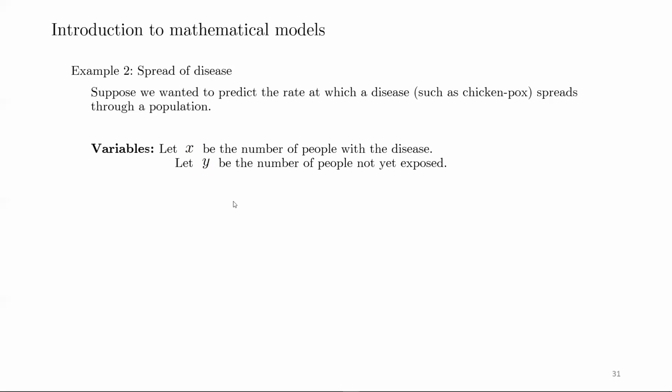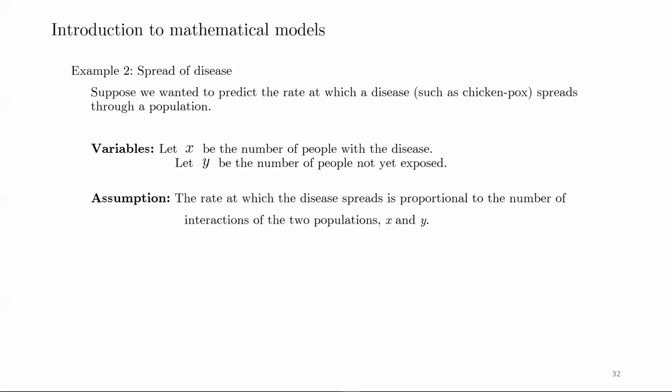So our variables are x, and we're going to let x be the number of people that have this chickenpox or this disease. We're going to let y be the number of people that do not yet have the chickenpox or do not yet have whatever disease you're studying. And we're going to assume that the rate at which the disease spreads is proportional to the number of interactions of the two populations. So this makes sense because if all the people x are just hanging around with people that already have chickenpox, then the disease is not going to spread at all because everybody already has it.